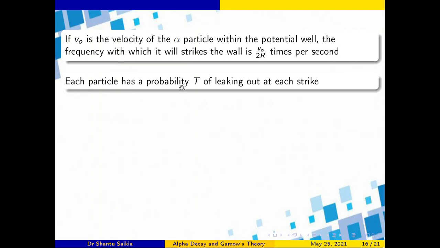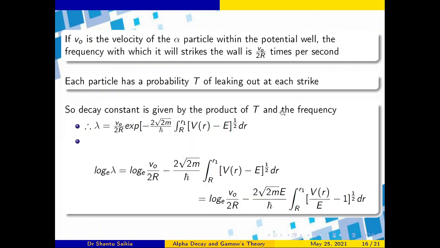Each particle has a probability T of leaking out at each strike. So the decay constant is given by the product of T and the frequency. This is the frequency, and the transmission probability is this. These are all mathematical steps beyond this. What Geiger and Nuttall did, they gave a logarithmic relationship. This is the decay constant. At each strike, there is a finite probability of the particles leaking out. So the frequency of the strikes, v0 by 2R, multiplied by the transmission probability, gives us an expression for the decay constant for the nucleus.